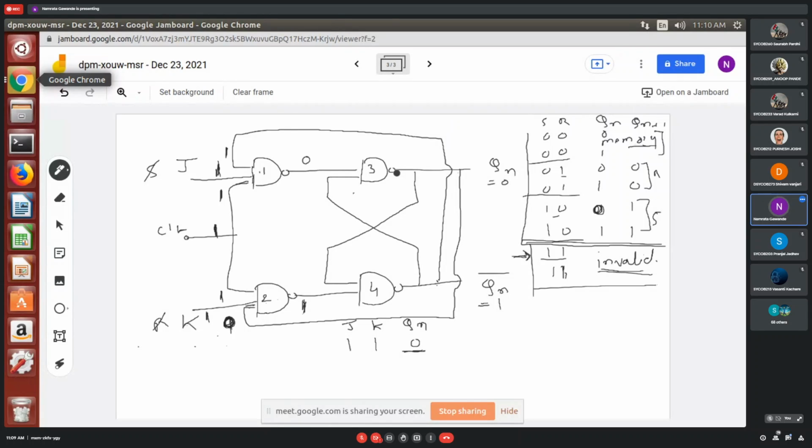As this is a 0, if any one of the inputs is 0, what is the output? That will be 1. So can you see that previously I had taken Qn as 0, but I am getting, for the next state, 1. I know this one is 1, but with 0, 1, the output is 0. So for the next state, I am getting 1.